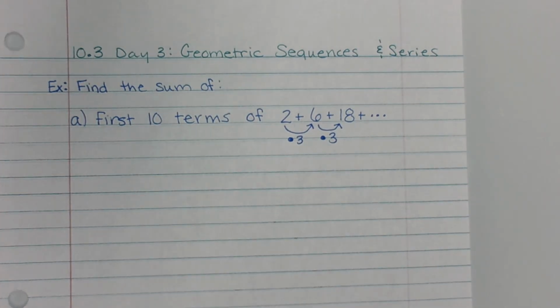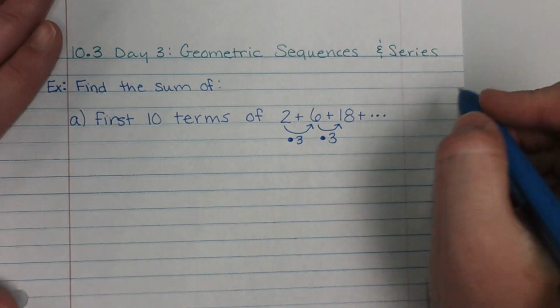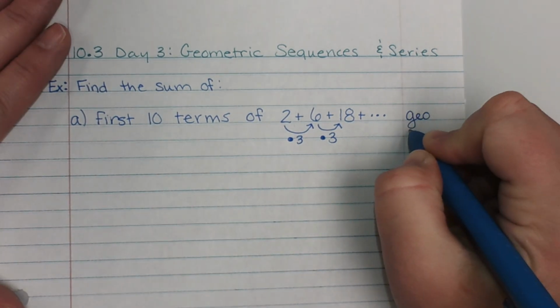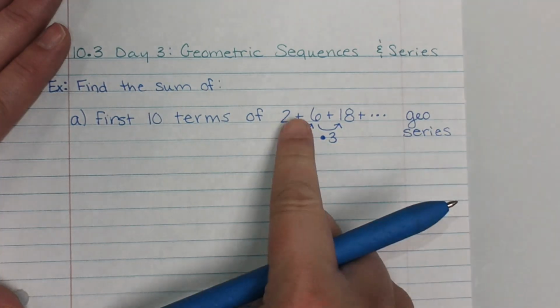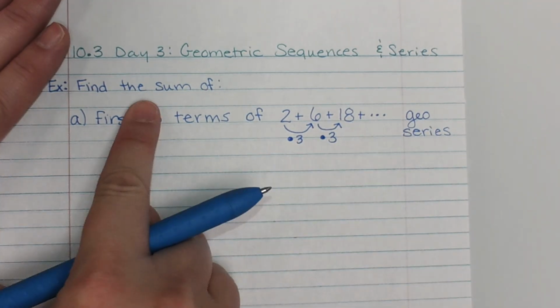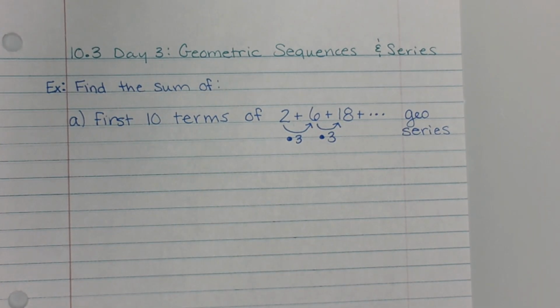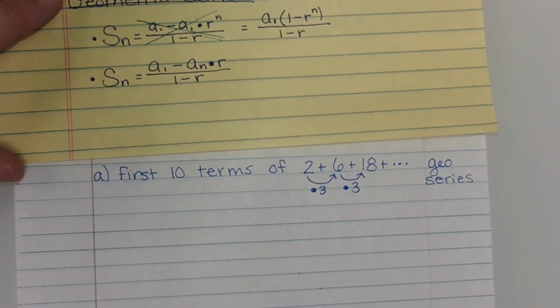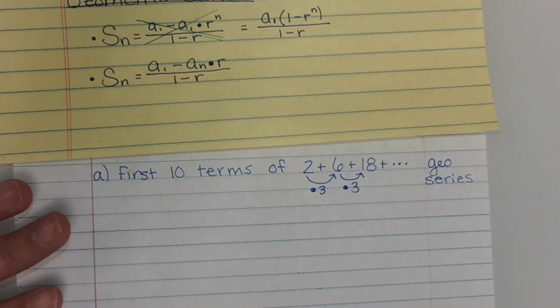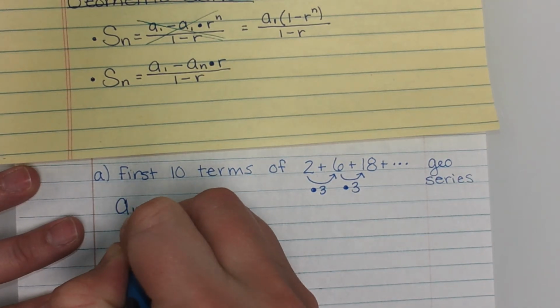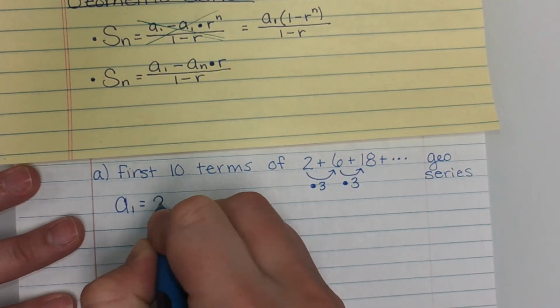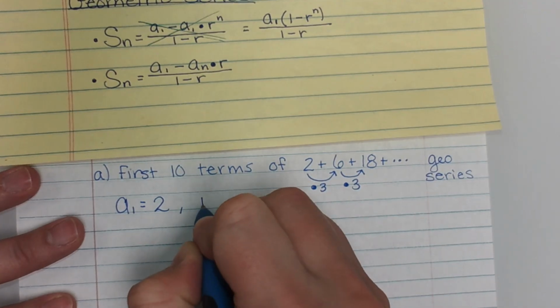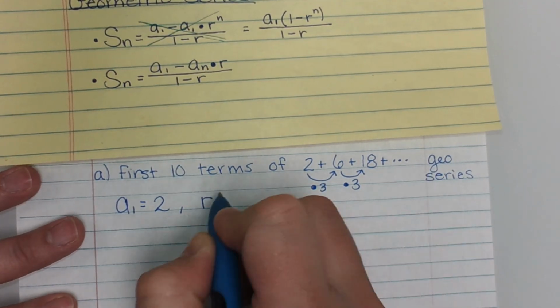Is this a sequence or a series? How do you know? Plus, plus, plus, find the sum. All series references. I gave you 2 formulas, technically 3 formulas, for the sum of a geometric series. Both of them require knowing what a sub 1 is. What is a sub 1? 2. Both of them require knowing what r is. What's r? 3.